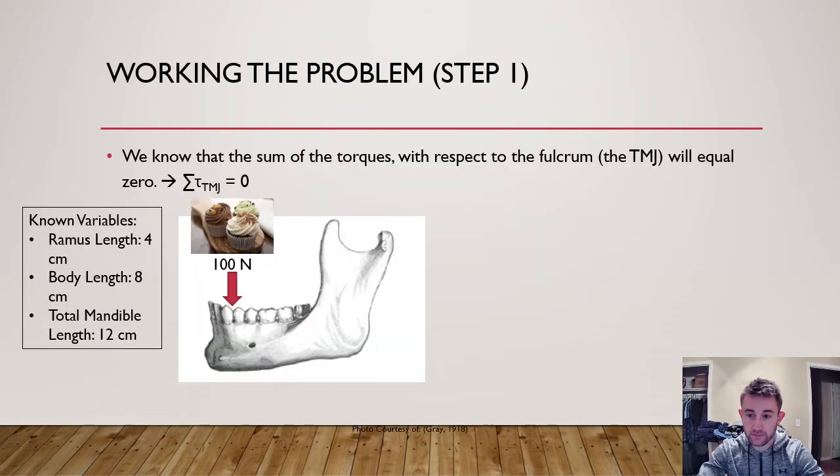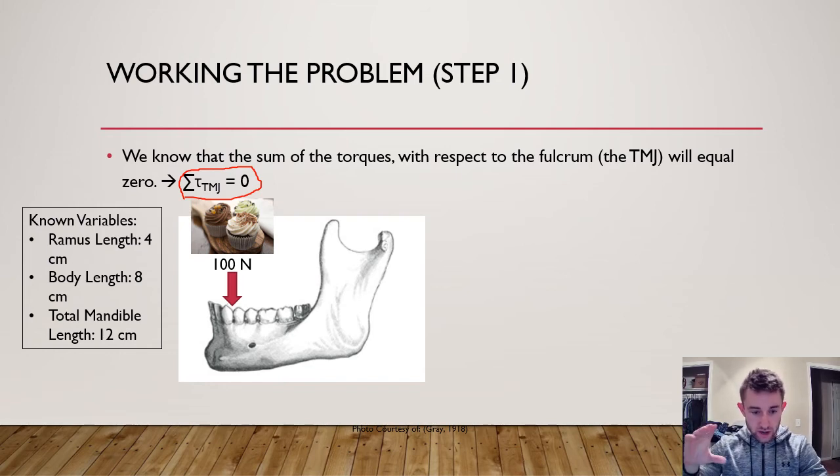First, we know that the sum of the torques with respect to our fulcrum, or the TMJ, adds up to 0. So that's what this represents right here. The sum of the torque forces with respect to our TMJ equals 0. Next, we know that the force the food is exerting down on our lower jaw is 100 newtons.